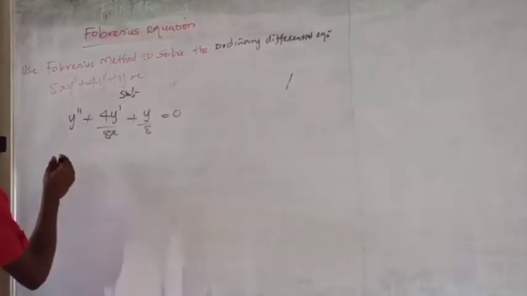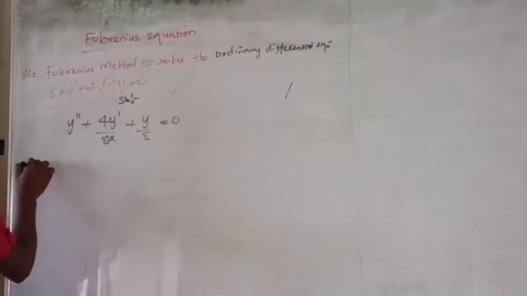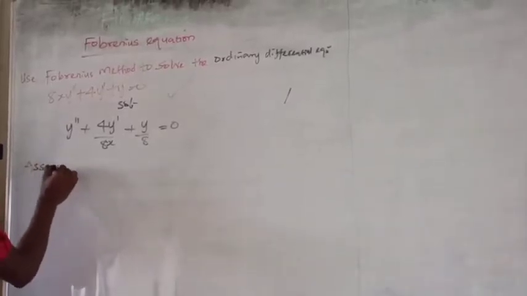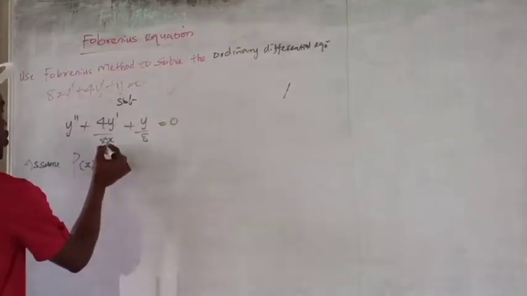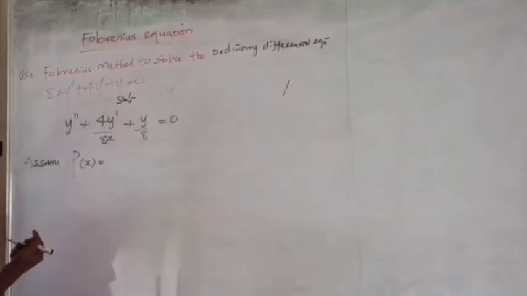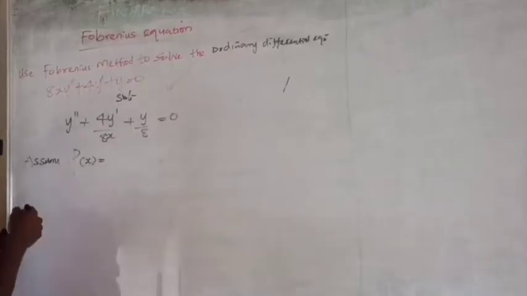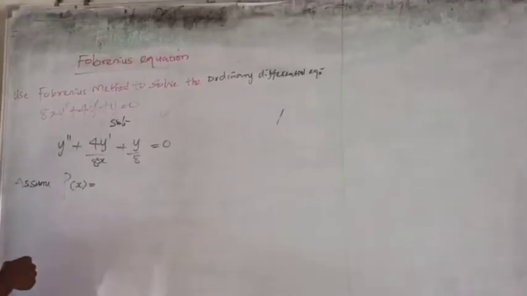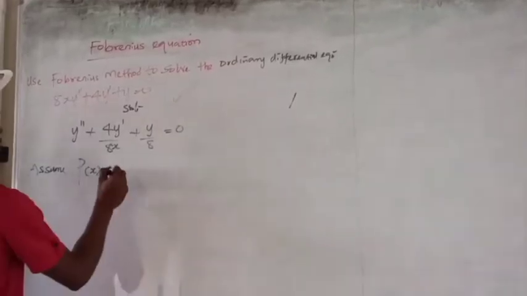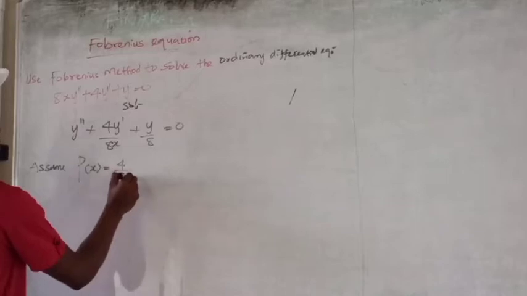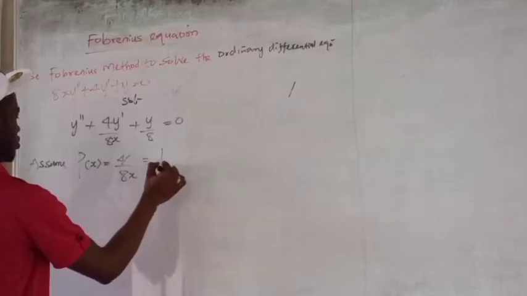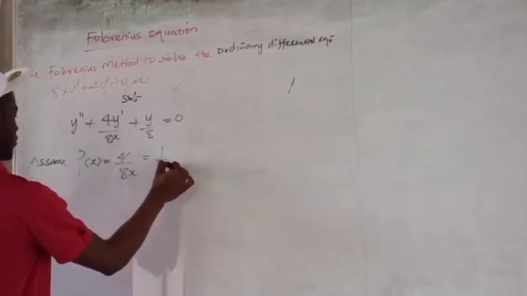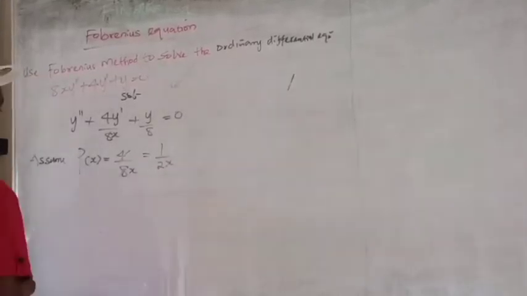So from here, I would assume that my capital P of x is equal to the coefficient of my y prime. So let P of x be equal to the coefficient of my y prime. If P of x is equal to the coefficient of my y prime, I'm left with 4 over 8x. And of course, 4 over 8x is 1 over 2x. Okay, that's for my P of x.